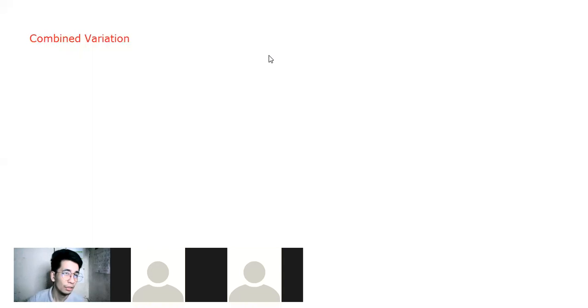So combined variation, we have here Y varies directly as X and inversely as C. Okay? So Y varies directly as X and inversely as C. Directly, we go straight to X, then inversely, we divide by C. So this is combined variation, the combination of direct and inverse variation.